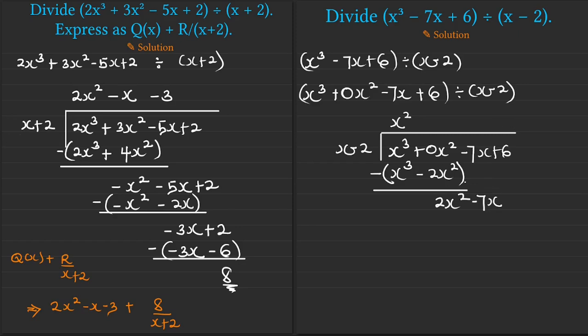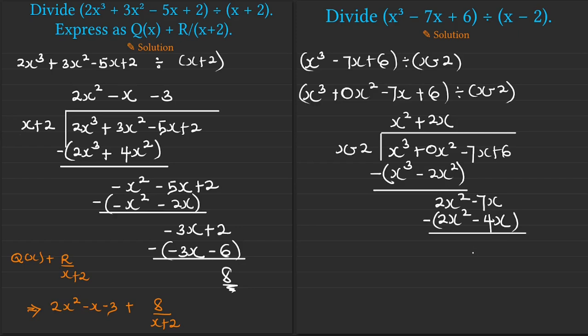So we start again with our leading term: 2x squared divided by an x. By now, you should be able to do it. So we have a positive 2x. Then x times 2x gives us a 2x squared. Then negative 2 times positive 2x gives us a negative 4x. Then with that, we come again and do our subtraction.